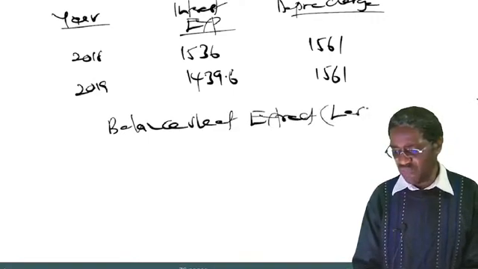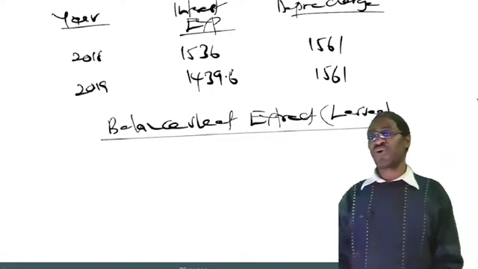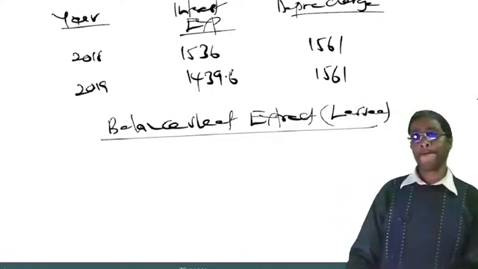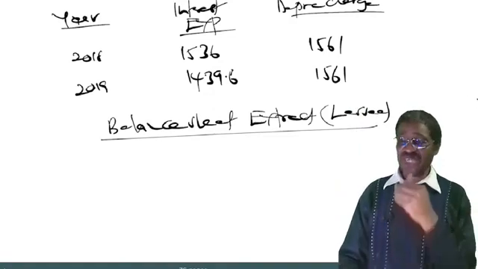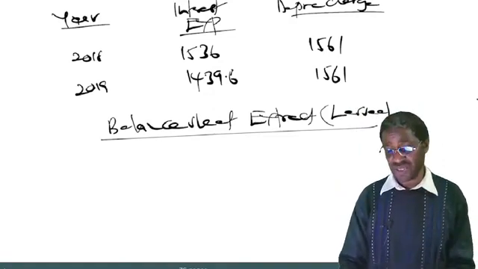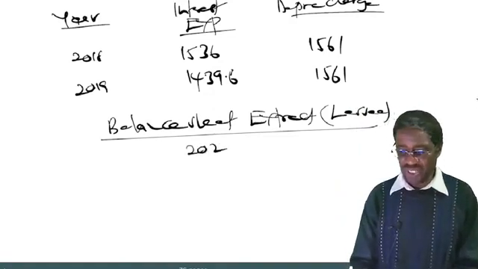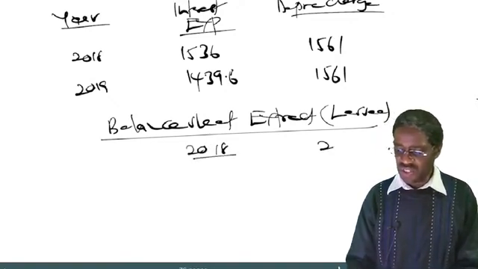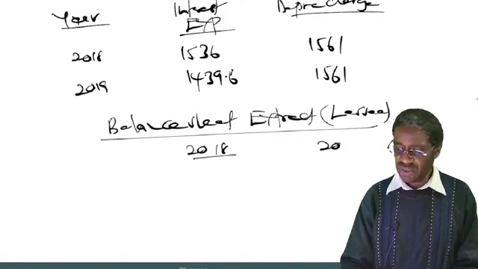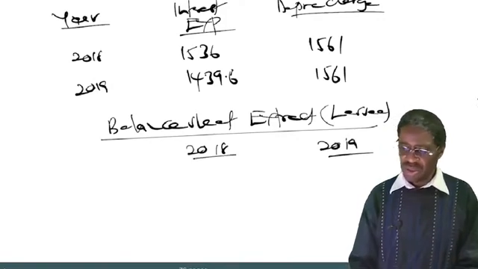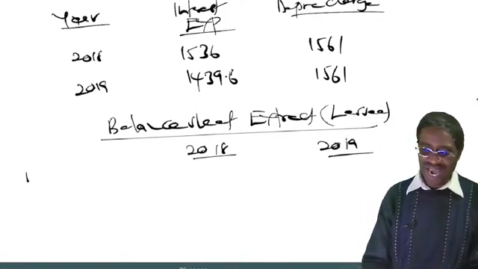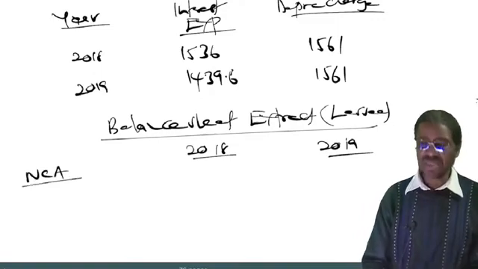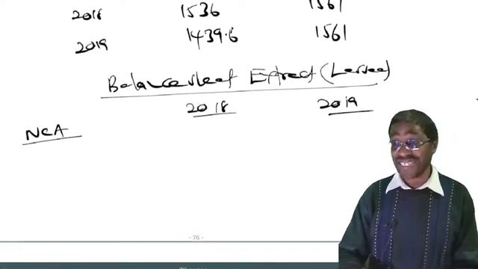Again, in the books of the lessee. I want to explain first. You will have a column for 2018 and 2019. The lessee, among the assets, non-current assets.